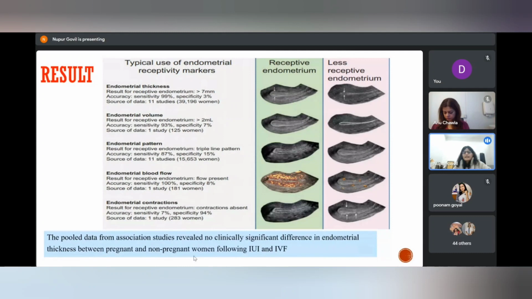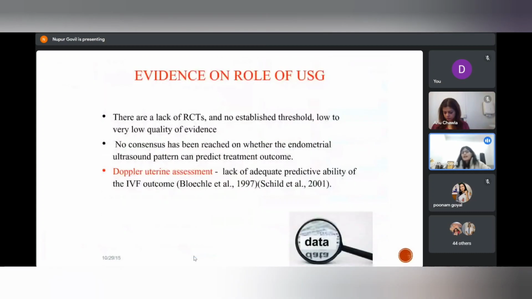So this was the data, and they found that although there has been an association, there was no clinically significant difference in endometrial thickness. So it cannot be used as a definite marker, it cannot be used as a gold standard. But more studies are required.